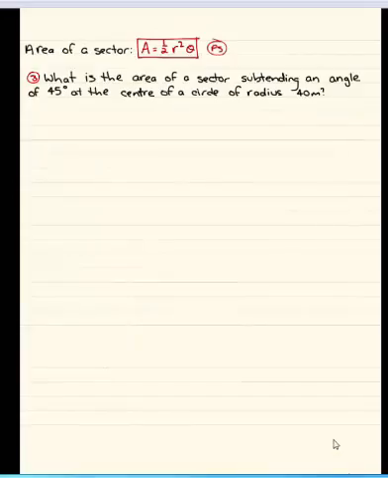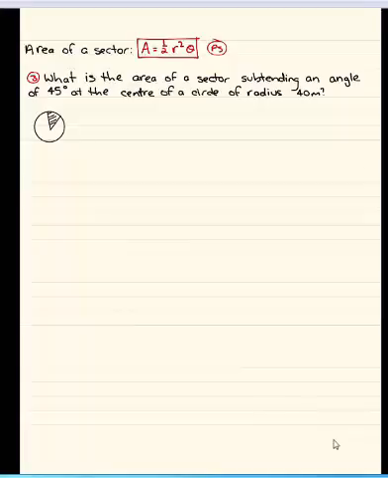Another part of the circle that we may be asked to work with is the area of a sector. So hopefully we all remember what a sector is. If you've got your circle, then a sector is like your piece of pizza. Okay, and again, you now have a formula on your formula sheet for this. So the area of a sector is half r squared theta. Again, theta is in radians.